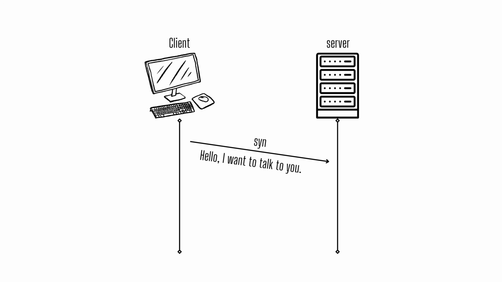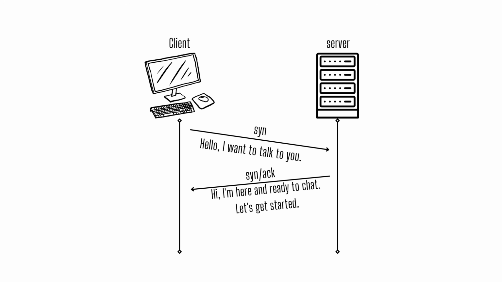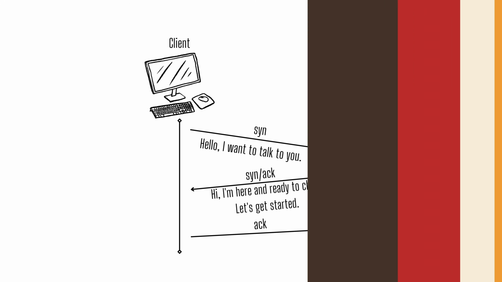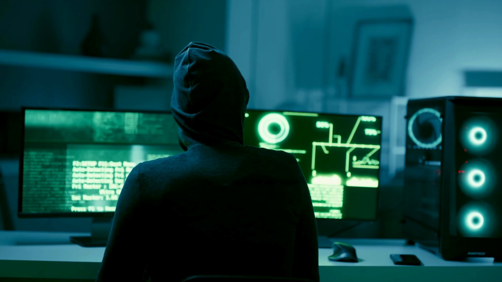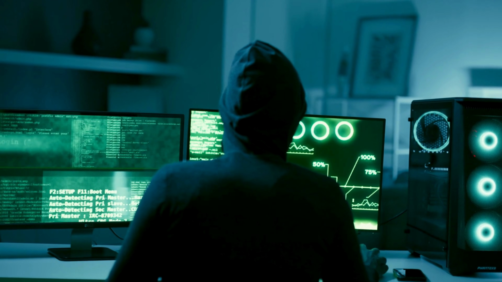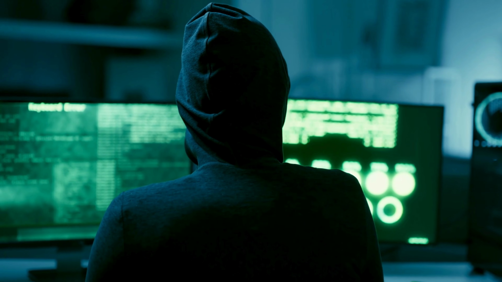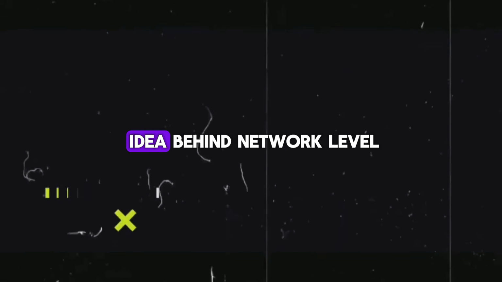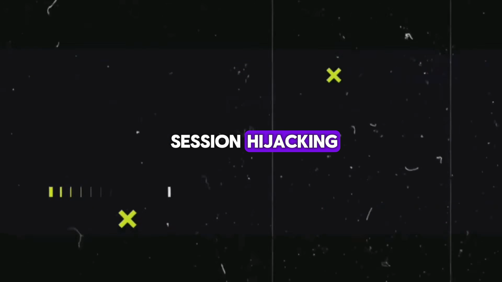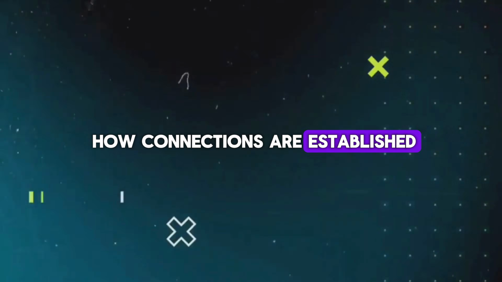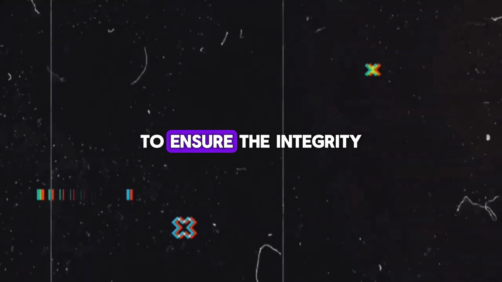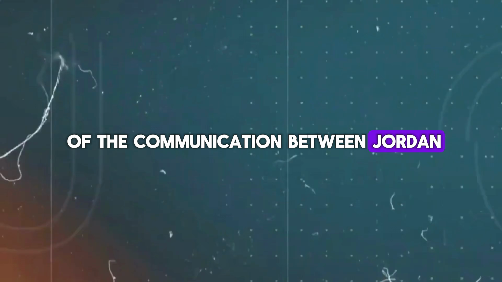So, to put this into perspective, Jordan starts the connection by sending a packet with a SYN flag. The server responds with a SYN plus ACK packet that includes its sequence number. Jordan then acknowledges the server's packet with an ACK and the connection is established. If the attacker can predict the next sequence number and ACK number that Jordan will send, they can spoof Jordan's address and communicate directly with the server, hijacking the session. And that's the basic idea behind network-level session hijacking. It takes advantage of how connections are established and how sequence numbers are used to ensure the integrity of the communication between Jordan and the server.